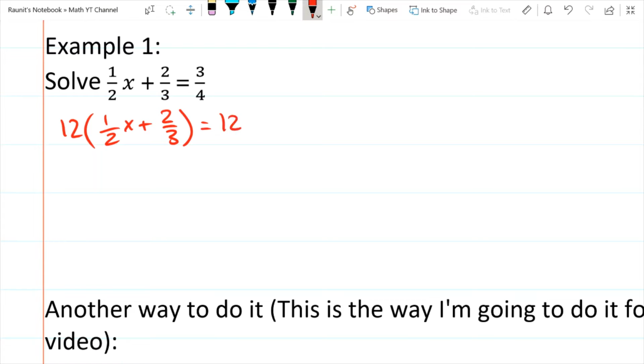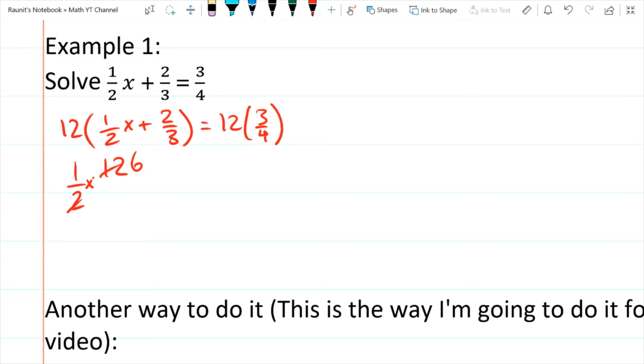So 12 times 3 over 4. Now we're going to multiply fractions, and we're also going to use the distributive property for this side. So we have 12 times 1/2 x. We know that 12 divided by 2 is 6. Then you would also incorporate the x, so then you get 6x.